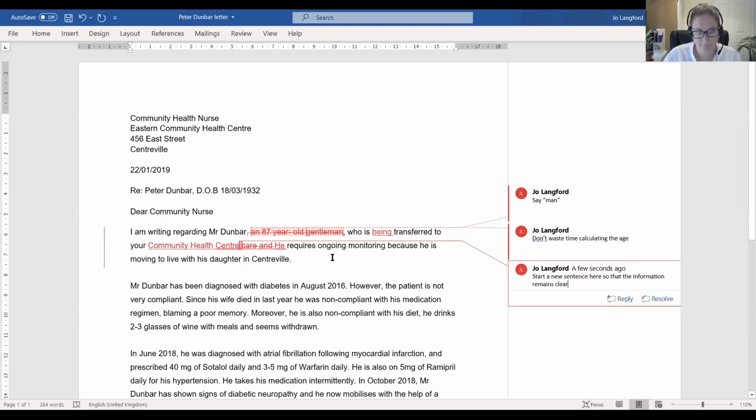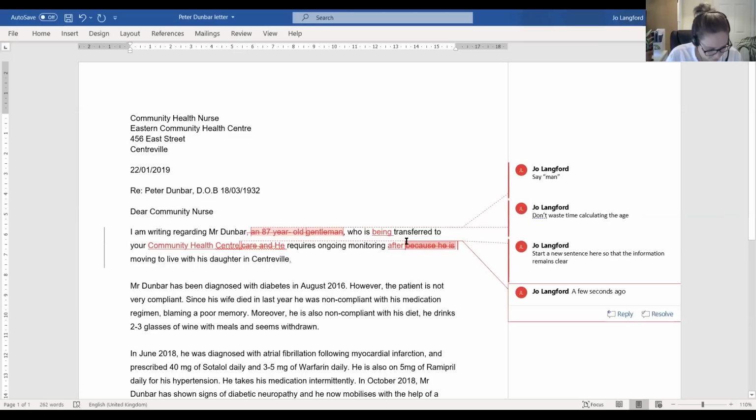Okay. So let's move on. Here we have, he requires ongoing monitoring because he's moving to live with his daughter in Centerville. Now, does he need monitoring because he's going to live with his daughter? Not exactly. I think the meaning here is a little bit skewed. So perhaps we should change it. We could change it to perhaps after moving, because that's when the monitoring will begin for the reader.